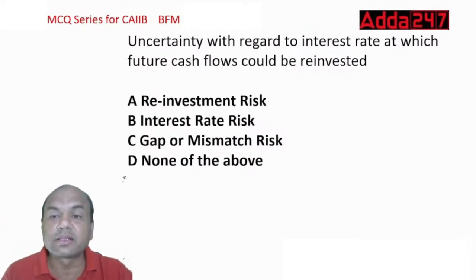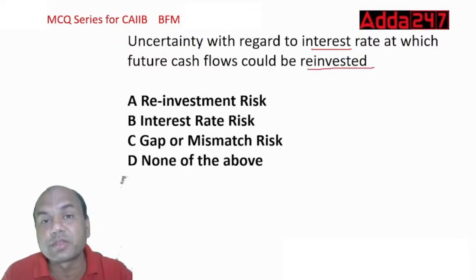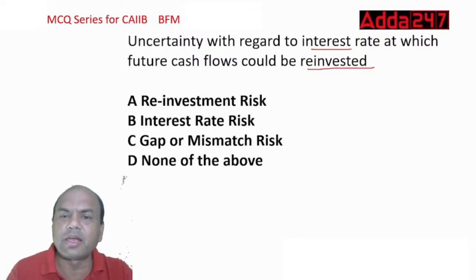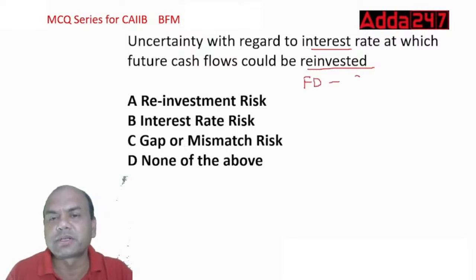Uncertainty with regards to the interest rate at which future cash flows could be reinvested. Basically, we are talking of reinvestment. What does it mean? Suppose I am having an FD today at, let's say, 8%. This FD is for, let's say, 3 years.